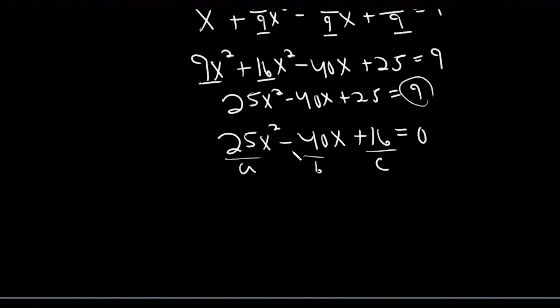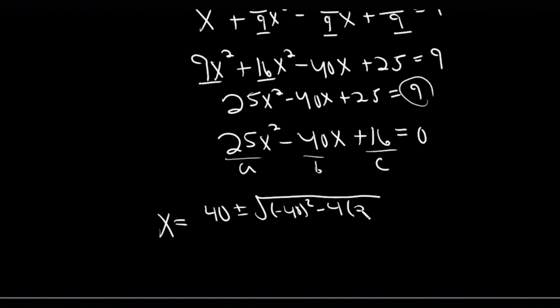That means I'm going to plug in a positive 40. So x is going to be equal to positive 40, right? That's my negative b, plus or minus the square root of b squared. Well, for me, that's going to be negative 40 squared. So I'm going to put here in parentheses negative 40 and then square it, and then minus 4 times a times c. So minus 4 times a, that's 25, times c, that's going to be 16, okay?